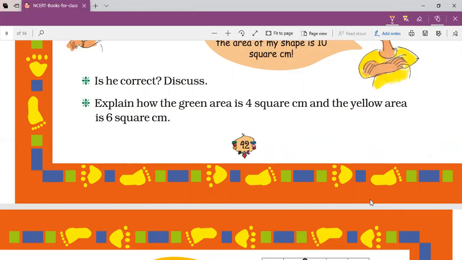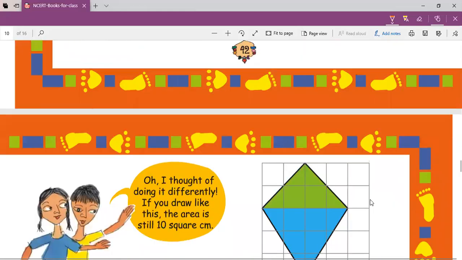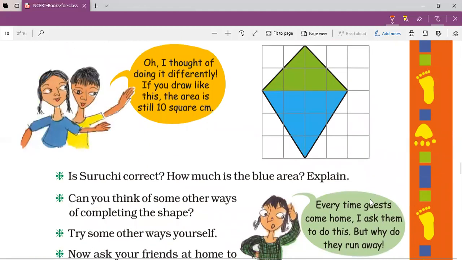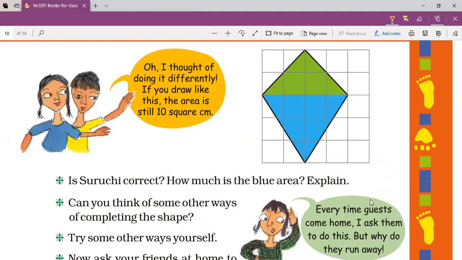Next, on page number 43. So what they are saying: oh, I thought of doing it differently. So Suruchi is saying that she thought differently. See, this is the way she thought, the shape will form like this. If you draw like this, the area is still 10 square centimeter. So whatever the area of this shape is, it is still 10 square centimeter.